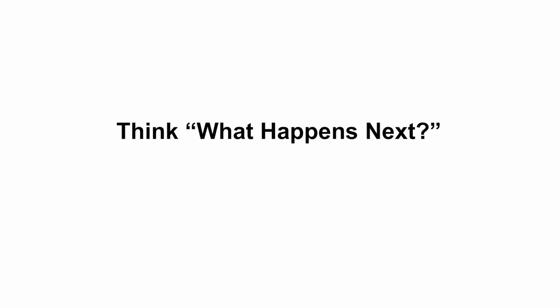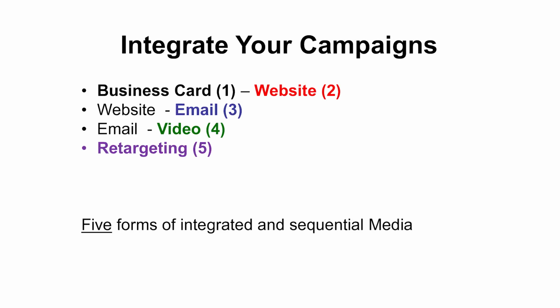So what you really need to be doing with your campaigns is thinking, what happens next? And then we looked at integrating those campaigns, whereas you had sort of a message on a business card, that was one, and then taking somebody to a website, that's two, and then on the website you ask them to put in their email in exchange for some valuable information, that's three. After they do that, you send them to a video, and then you also put some retargeting on there. So you see how you can integrate all this different media and use these different platforms. So we said 5 forms here of integrated and sequential media.